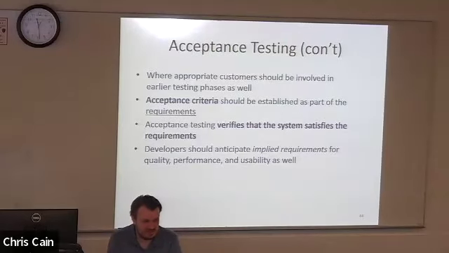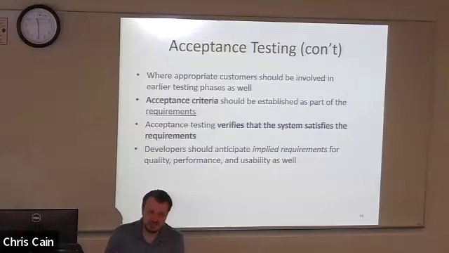Of course, if this is the first time the customer is seeing the end results, then we're using the waterfall model. We talked all about just how poor that is. They should be involved throughout earlier testing phases, throughout earlier iterations of the production of this product. And of course, we talked about how acceptance criteria should be established as part of the requirement specification. Acceptance testing, in all bold, I've already said it, verifies that the system satisfies those requirements.